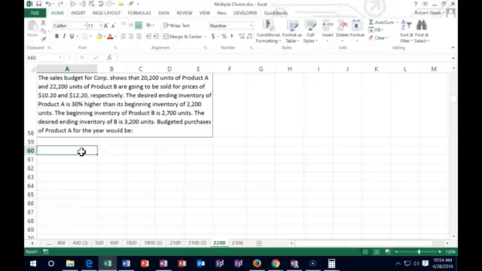Starting from the top, we have the sales budget for Corp shows 20,200 units of product A and 20,200 units of product B are going to be sold for prices of $10.20 and $12.20 respectively. The desired ending inventory of product A is 30% higher than its beginning inventory of 2,200 units. The beginning inventory of product B is 2,700 units. The desired inventory is 3,200.